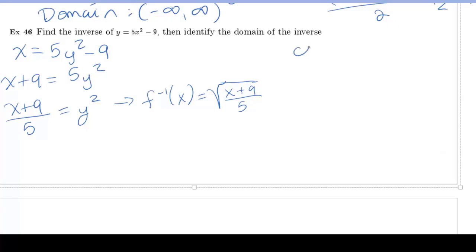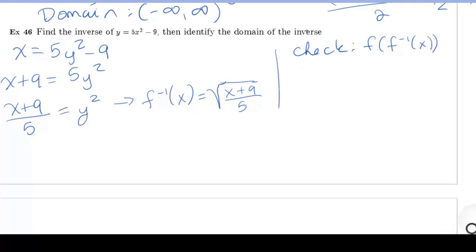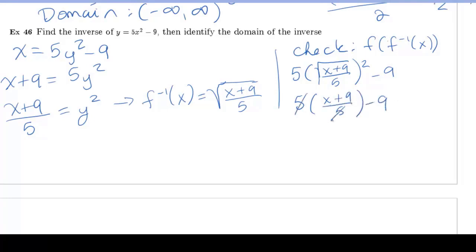Again, we can check our work. In this case, I'm going to plug f inverse into f. Again, you can do this either way, and you do want to do this both ways to make sure that it works. It's a little easier, though, to see this one. So we would have 5 times the square root of x plus 9 over 5, quantity squared, and then minus 9. If you square that whole thing, it gets rid of the square root, so you just have 5 times x plus 9 over 5, minus 9. 5 divided by 5 is 1. So you're left with x plus 9 minus 9, which is indeed x.